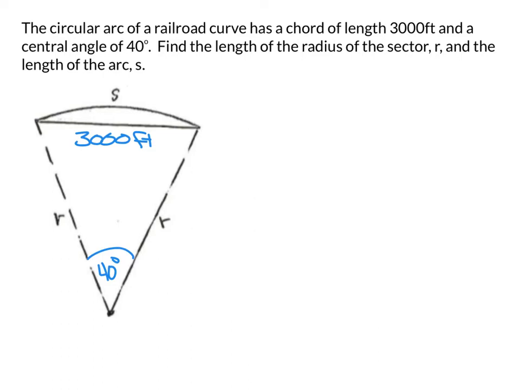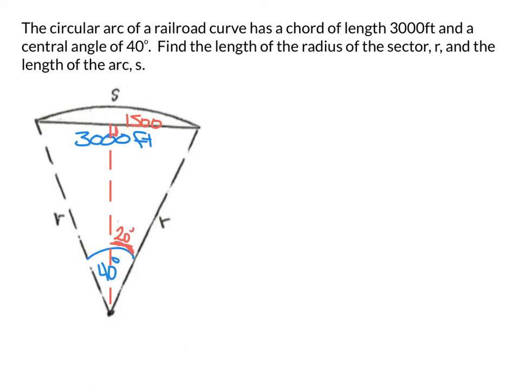Well, in order to find arc length, we need to have that radius first, so that's what I'm going to try and find first. To do that, I'm going to take this triangle that I see and cut it in half like this. What that does for us is create a nice little right triangle here where the base would be 1500 and this angle measure would be 20 degrees. And here's our right angle.